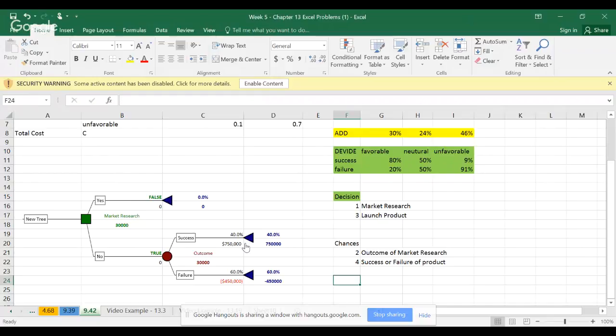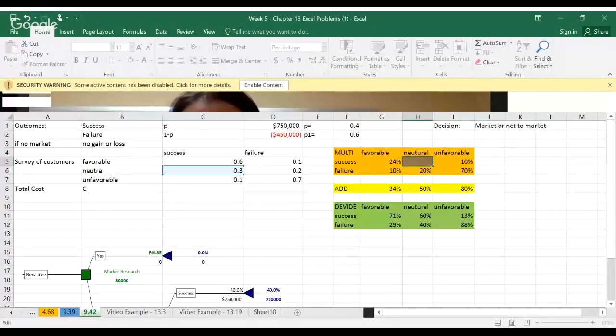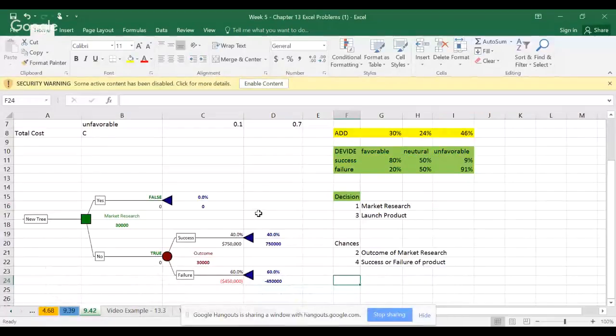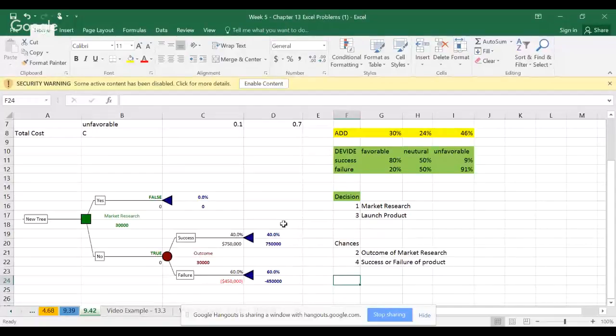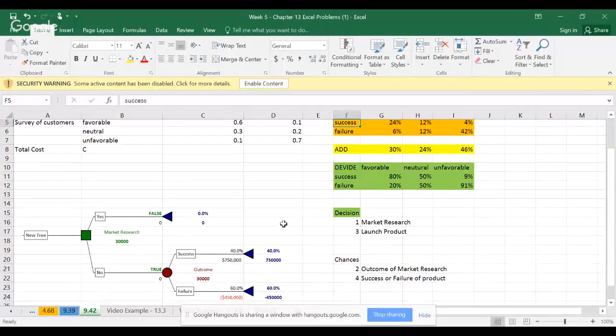Are there other questions I can answer on this model? Going once, going twice. Check the base. Okay.